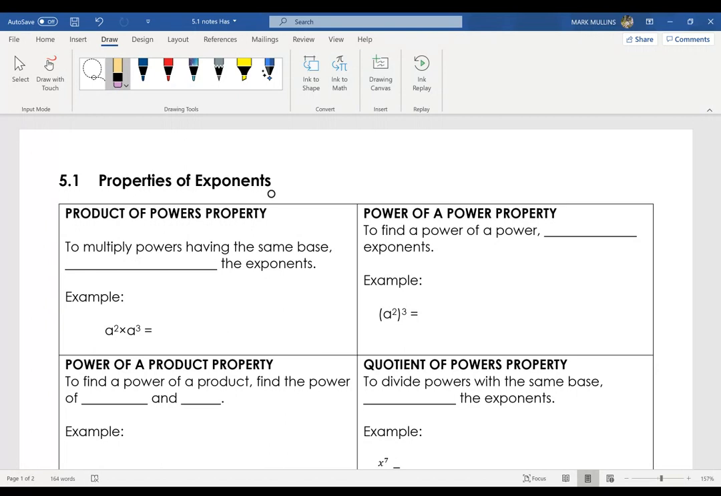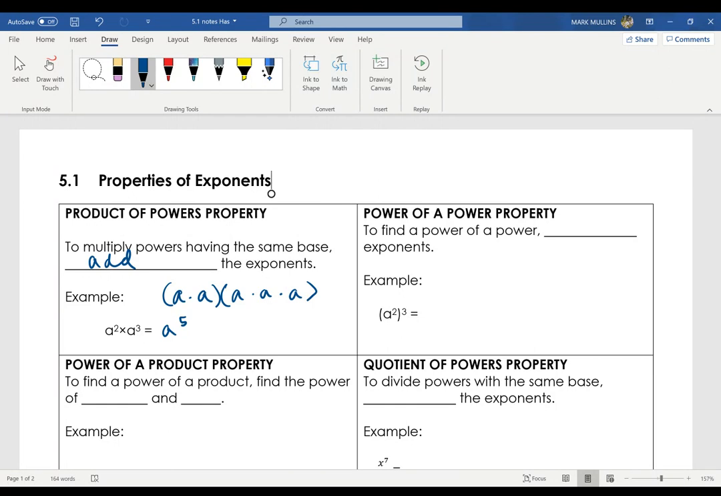So first of all, if I have two bases that are the same, like in this case a squared and a cubed, and I am multiplying those, I need to add my exponents. The reason this works: if I think about a squared, I have two factors of a. If I have a cubed, I have three more factors of a. So altogether there's 5 of them, and 2 plus 3 would be 5. So it's a to the 5th power.